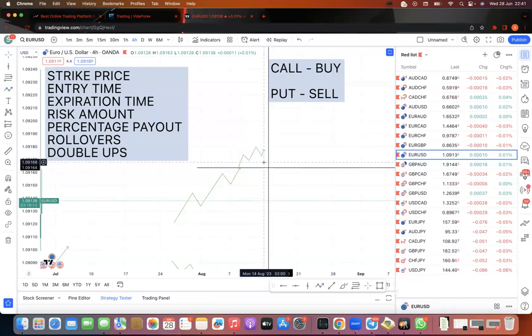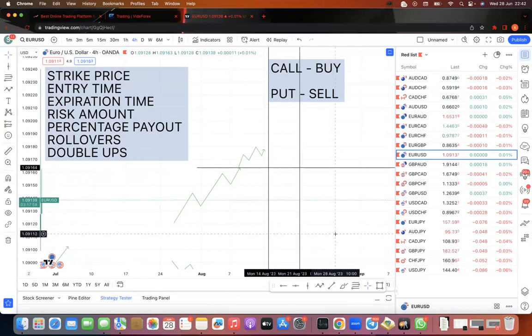That 5 minutes is not enough for me. I need additional time. What am I going to do? I'm going to roll over. When I roll over, the broker is going to give me an additional 5 minutes on the trade. They're going to move my expiration time from here and put it here, an additional 5 minutes. So that gives me additional time: in total, 10 minutes on my trade.